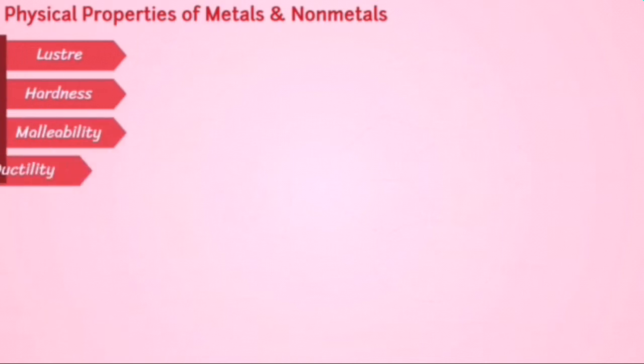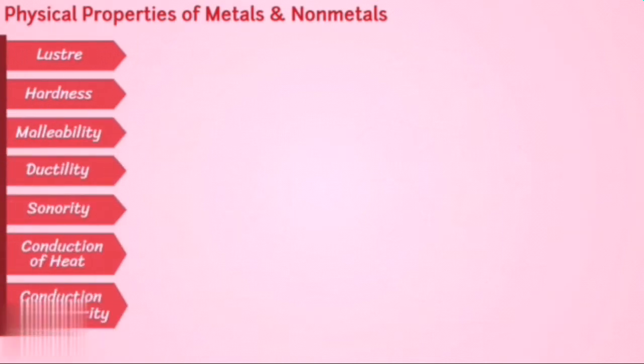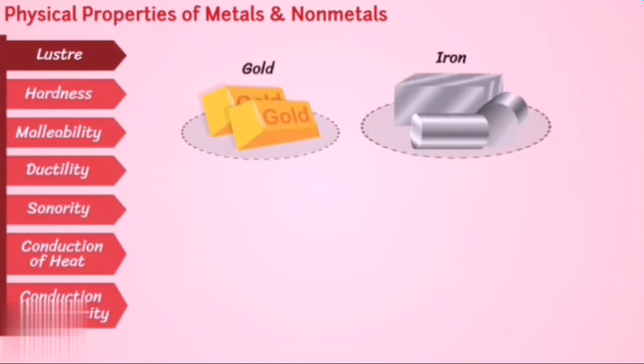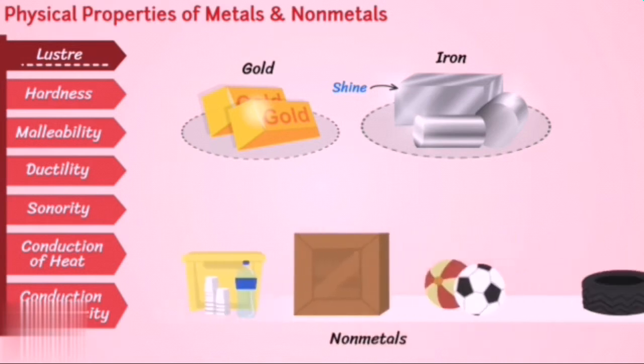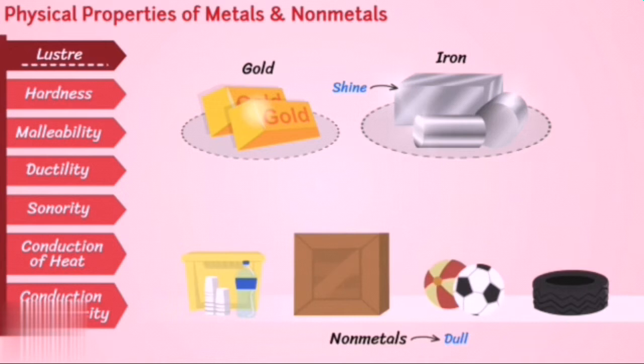First property is luster. All metals in their pure state have shining surface. This property is called metallic luster. All metals are lustrous in nature. Non-metals on the other hand are dull. Therefore, they are not lustrous.